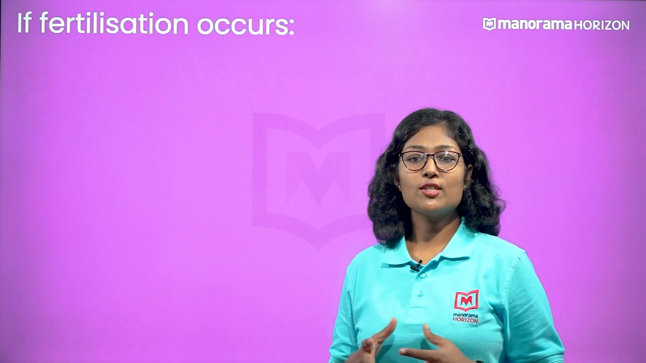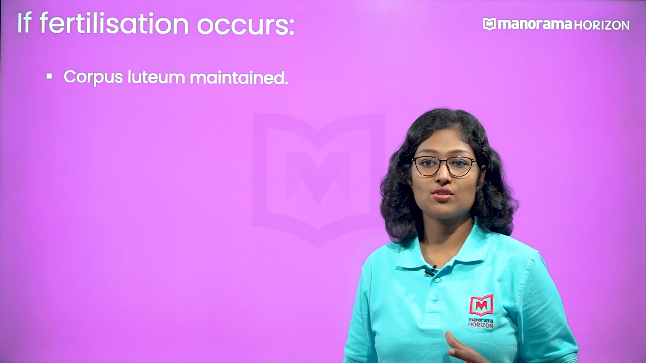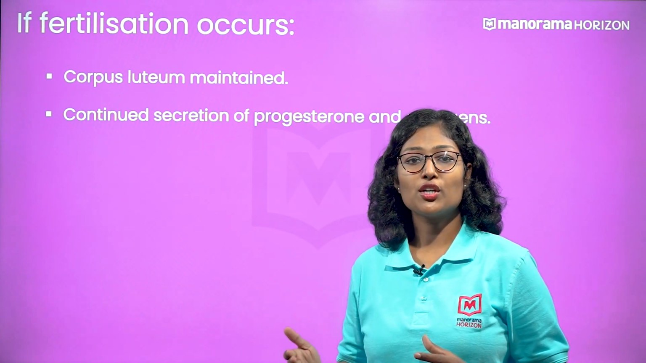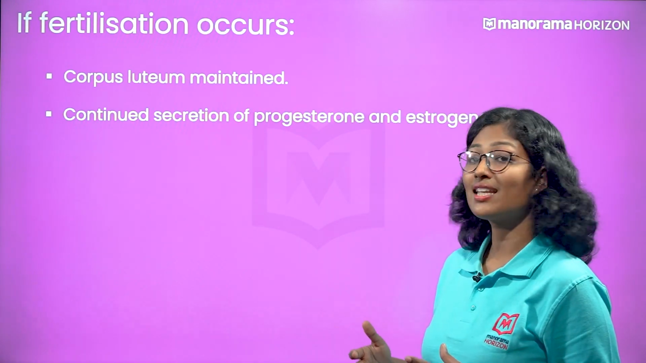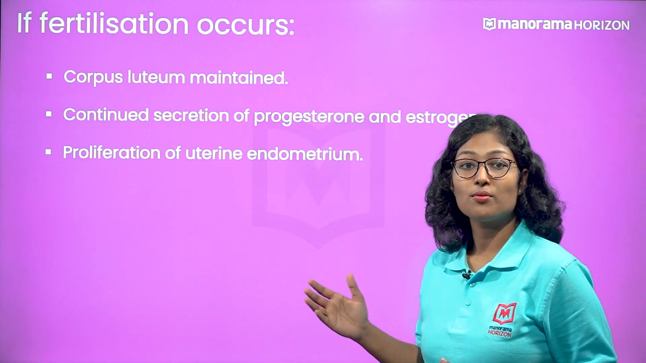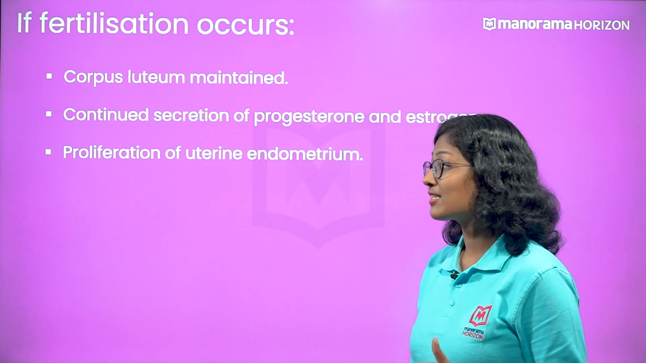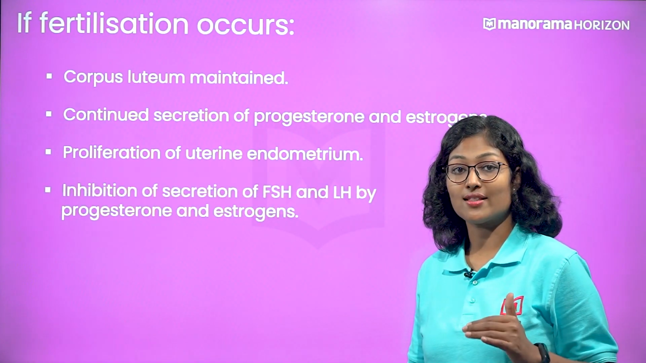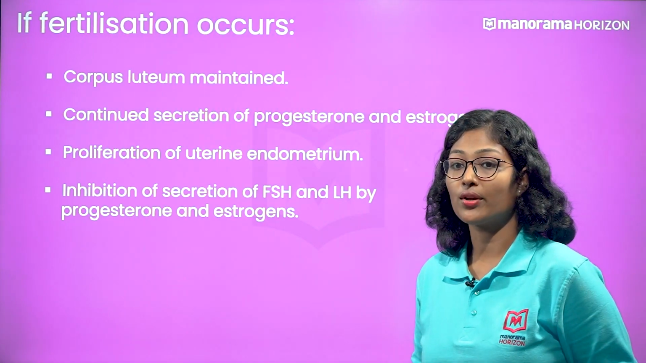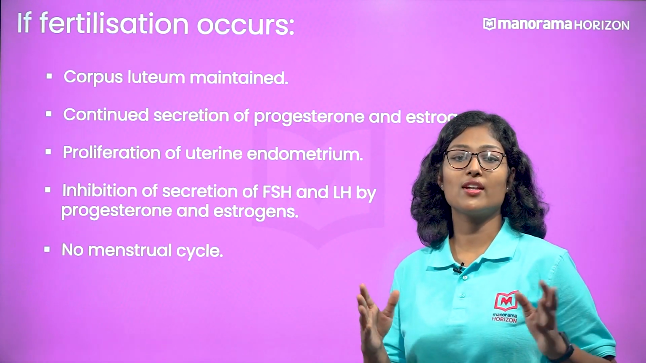So, what would happen if the ovum released during ovulation has been fertilized? The corpus luteum persists for longer and continues the secretion of progesterone and estrogens. These hormones, particularly progesterone, promote the growth and thickening of the uterine endometrium. That is the proliferation of uterine endometrium. And the increased levels of progesterone and estrogens also inhibit the release of gonadotropins, and therefore menstruation does not occur during pregnancy. So you can say that absence of menstruation marks the pregnancy.